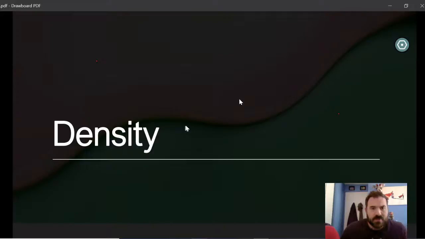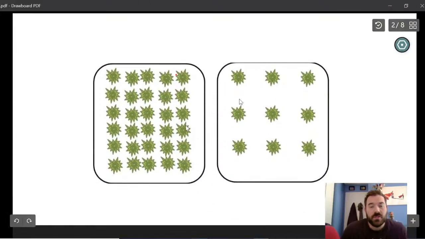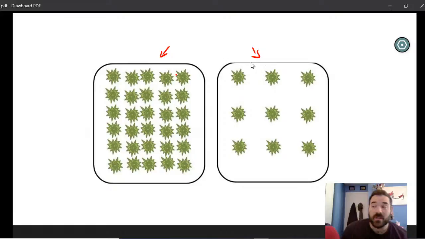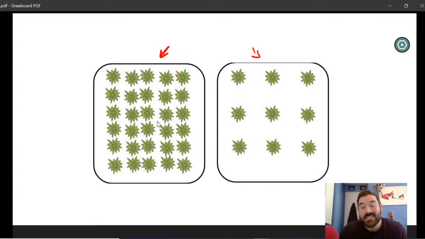So, jumping into density, let's talk about something that we're more familiar with. Let's talk about trees. Here's two lots of trees, the lot on the left and the lot on the right. If I were to ask you which lot has the greater density, I think most of us intuitively would know that the left side has a greater density of trees. Why? Well, there's more trees. And specifically, it's not that there's more trees, it's that there's more trees in a particular amount of space.